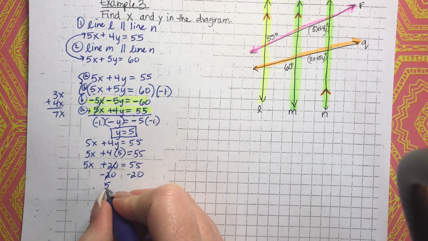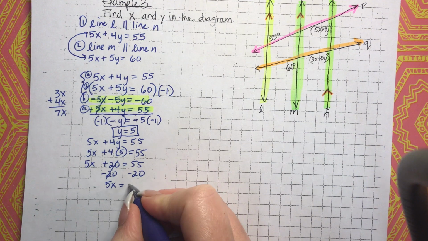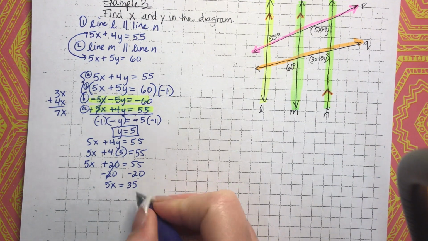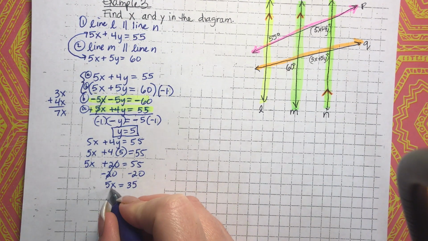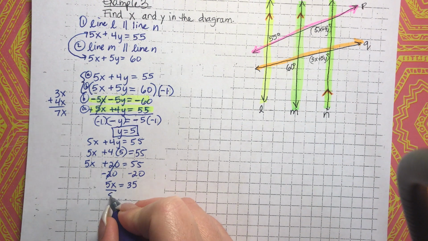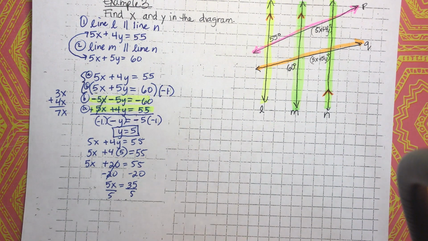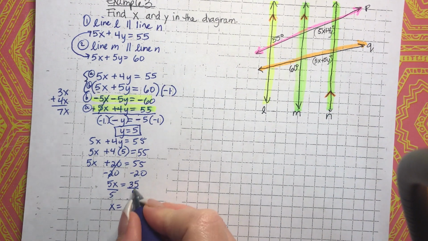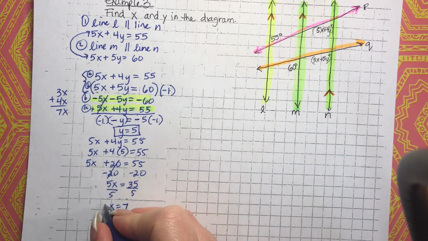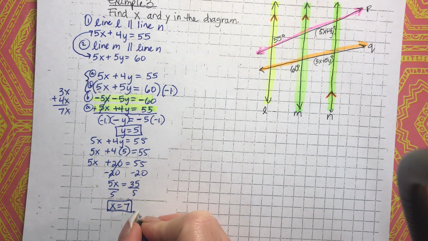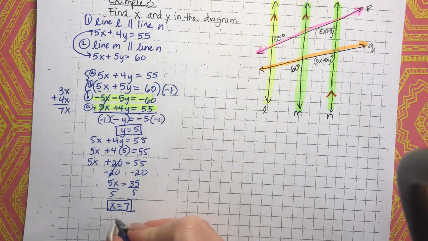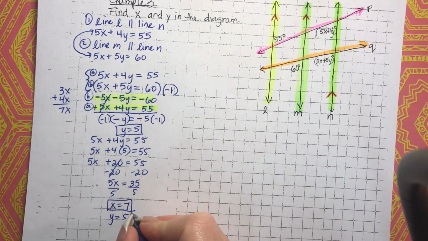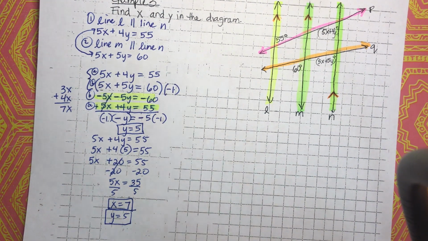That cancels. We're left with 5x equals, what's that? 35, and then we've got to get x by itself. This is multiplication. Inverse operation would be division. Division property of equality. 5 divided by 5 is 1. 1 times x is x. 35 divided by 5 is 7. So we have x equals 7, and we already figured out that y equals 5 up there. So boom. There you have it.